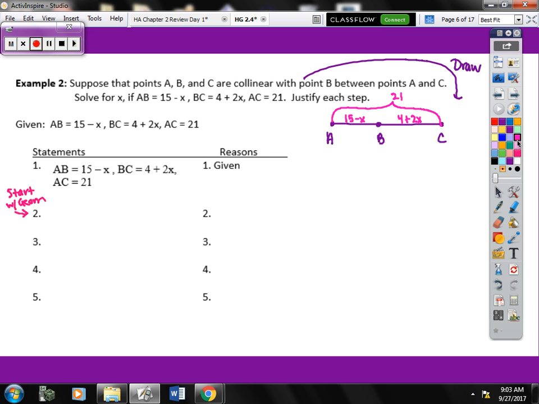Marquise? Segment addition postulate. Good. The segment addition postulate says you can add a small segment plus a small segment, as long as they're connected and collinear, and set it equal to the total segment. So that's what we're going to do.